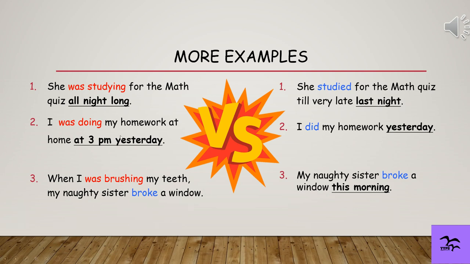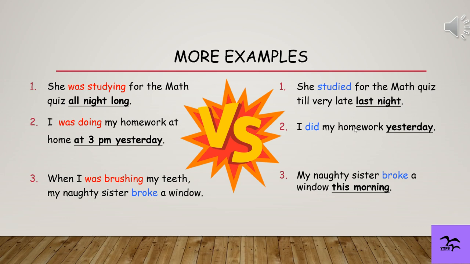Likewise, in the second example: I was doing my homework at home at 3 p.m. yesterday. Another one: I did my homework yesterday. So the one with past continuous tense, was doing, gives attention to what was happening at 3 p.m. yesterday, while the sentence with simple past tense, did, focuses on the fact that I did homework yesterday. It doesn't give any attention to any specific time within yesterday.